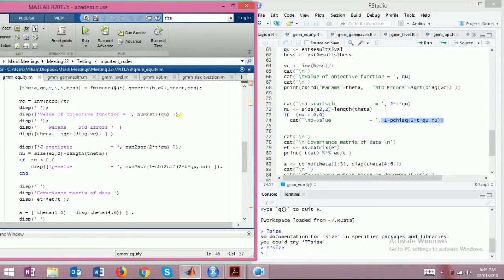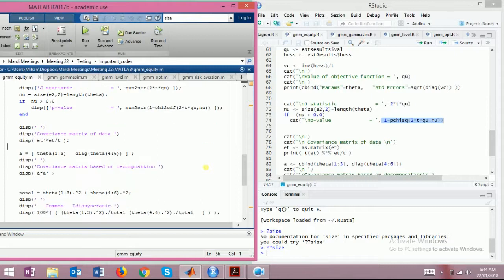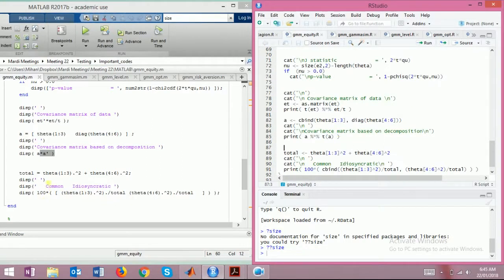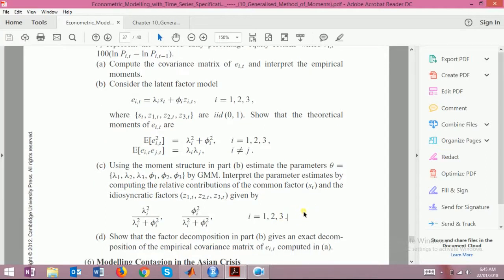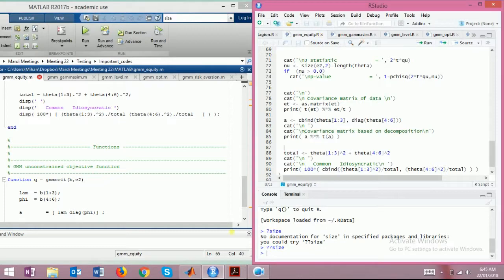Okay, just remember that. So there's the value of the objective function, 2tq. If there are more parameters in residual than the number of parameters estimated, theta, then check for the significance of the J statistics, or OPG. J statistics is generally needed as OPG. And then the covariance matrix based on decomposition, fine. Then the common idiosyncratics are these, vectors being estimated from here. Okay, so that is GMM equity.